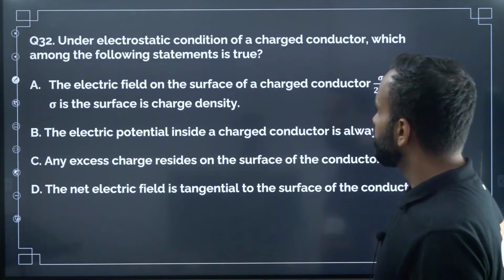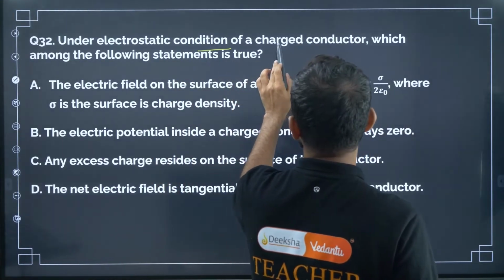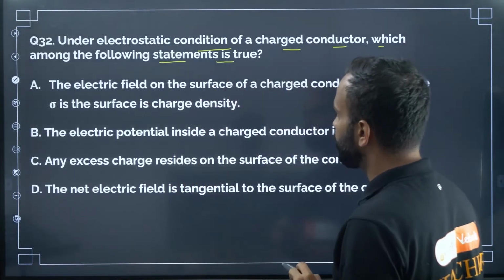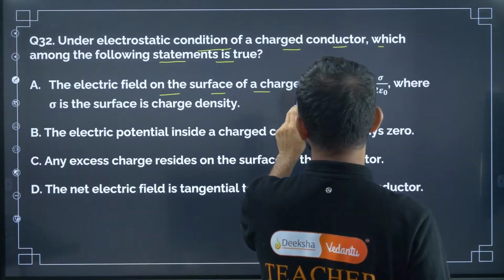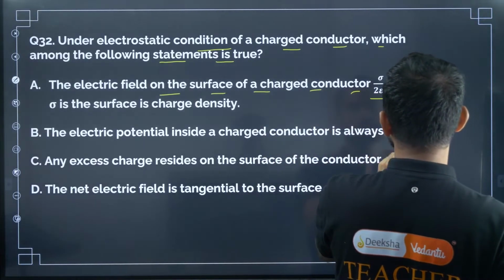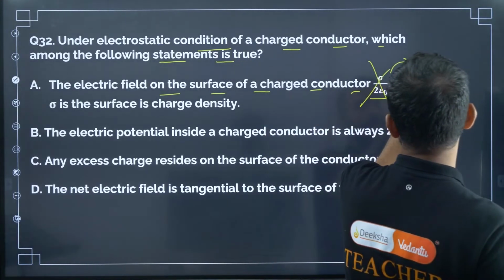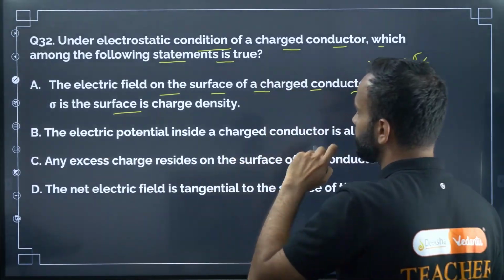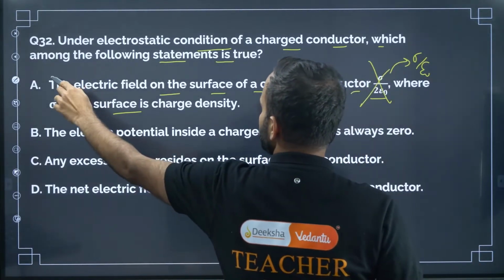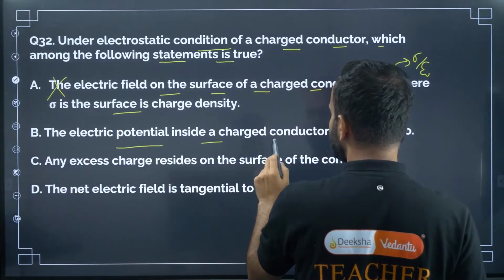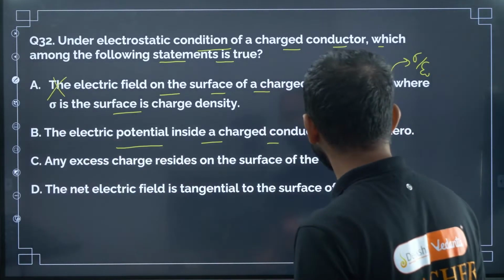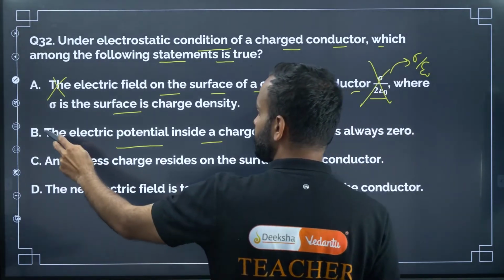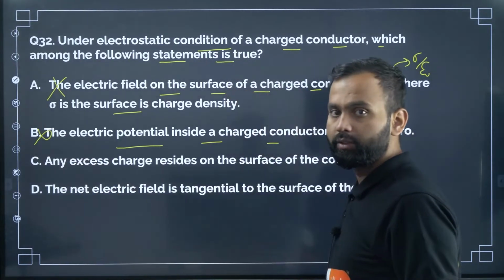Question number 32. Under electrostatic condition of a charged conductor, which of the following statements is true? The first one, the electric field on the surface of the charged conductor is sigma by 2 epsilon naught. Wrong. It is sigma by epsilon naught, where sigma is the surface charge density. The first option is wrong. Second one, the electrostatic potential inside the charged conductor is always 0. No, it is wrong. Inside the charged conductor, electrostatic potential is not 0.